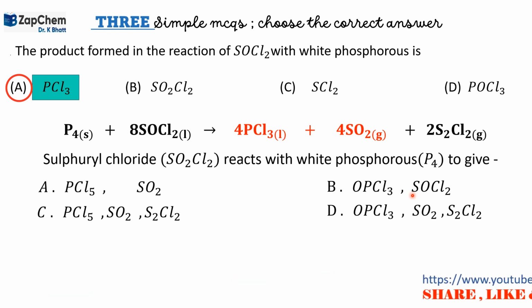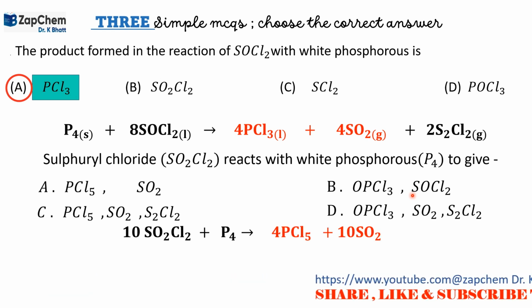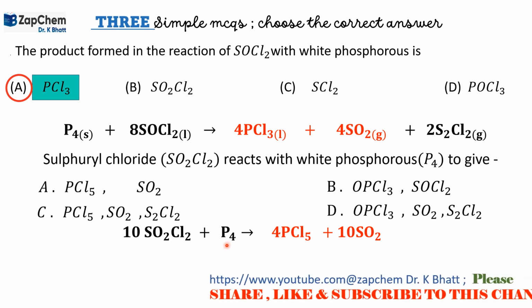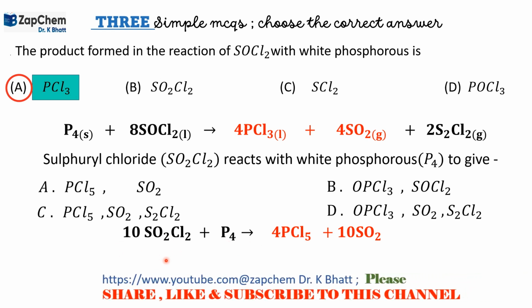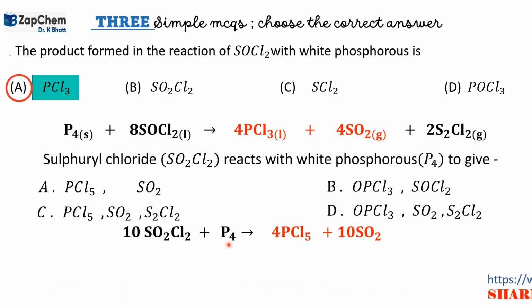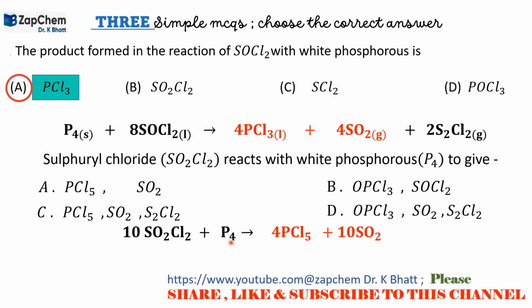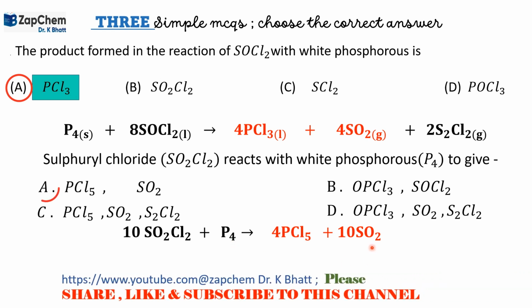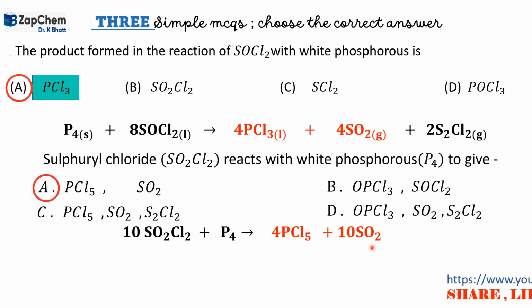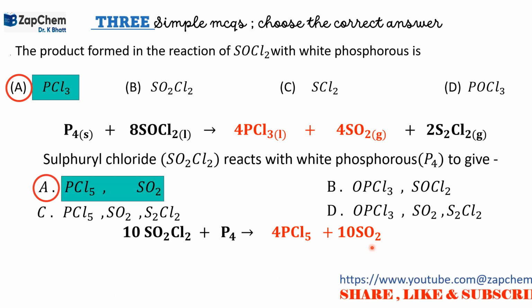Now, accordingly, as usual, we need to write the reaction. Sulfuryl chloride reacts with white phosphorus. Of course, this is liquid and P4 is solid. You get PCl5, phosphorus pentachloride, and also sulfur dioxide. Accordingly, we have to mark option A as the correct option.